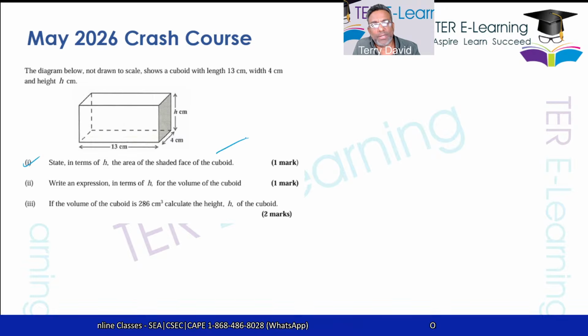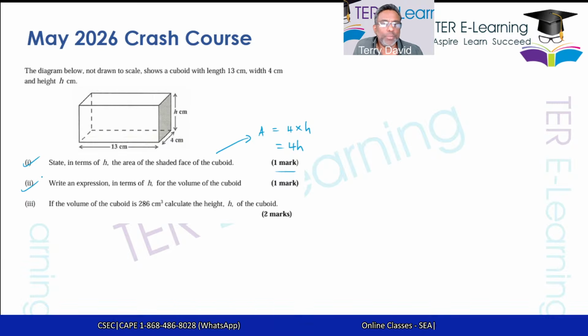Okay, so this is like a real baby question here, right? So the area of the shaded face is simply going to be 4 multiplied by h, which is 4h. That's it, right? That's why it's only 1 mark. Now they want, expressed in terms of h, the volume of the cuboid. Again, this is also easy marks here.